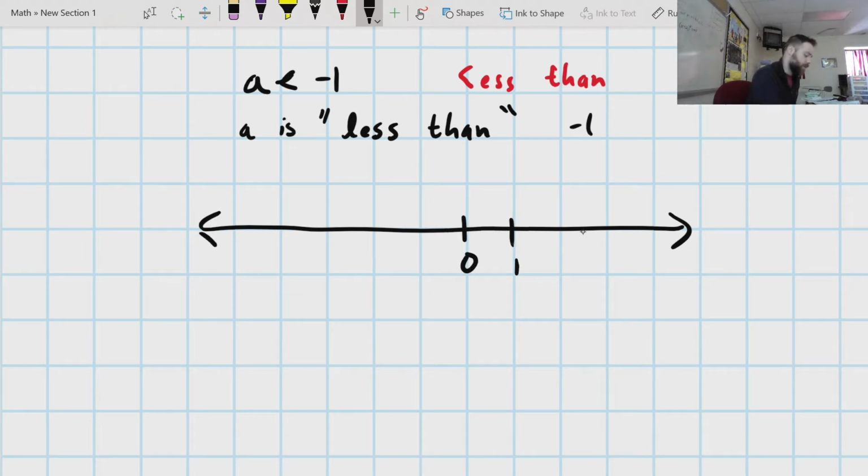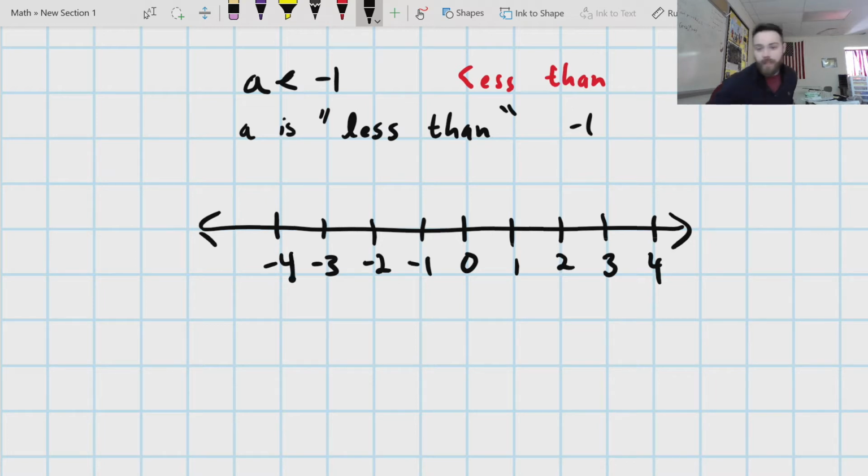So I've got 0, 1, 2, 3, 4, -1, -2, -3, -4. So you choose your scaling for this. You want to choose a number close to what you're using. You can count by a different scale, but we'll get to that here in a minute. Really what you want to do is just make sure your number is on that number line, and it's probably good to know where 0 is. But in this case, -1 is the number in question.